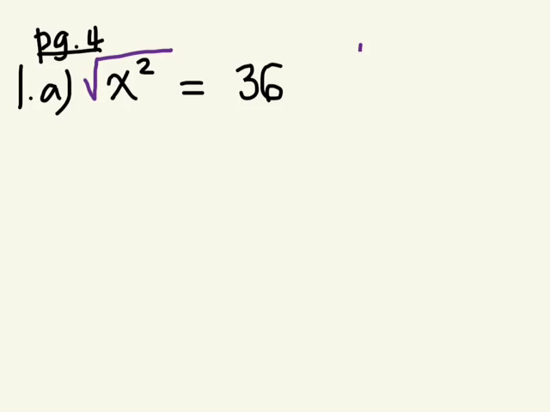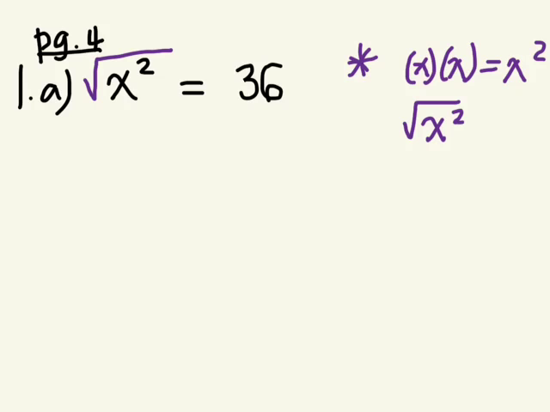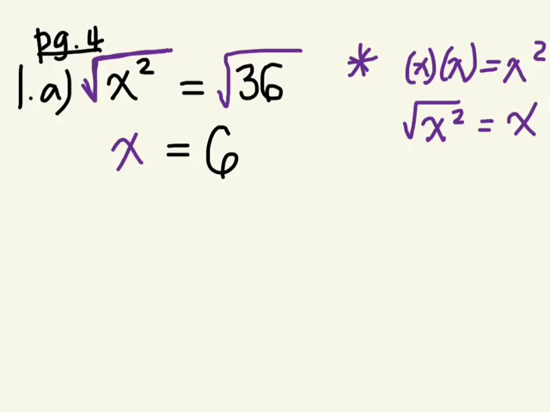Because, I'll just do a little side note here, x times x equals x squared, right? So the square root of x squared would be what? Just x, okay? So square root of x squared is x. If I square root on the left side, what do I have to do to the right side? Find the square root. Whatever you do to one side, you have to do to the other side. What is the square root of 36? Good. Okay, and that's it.